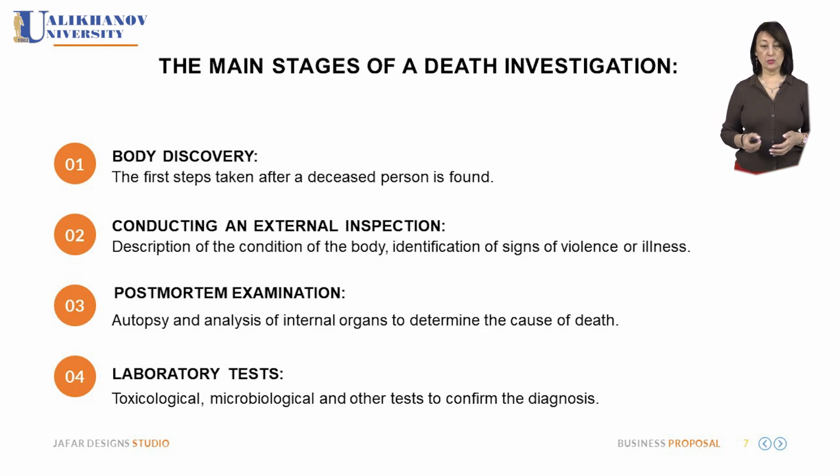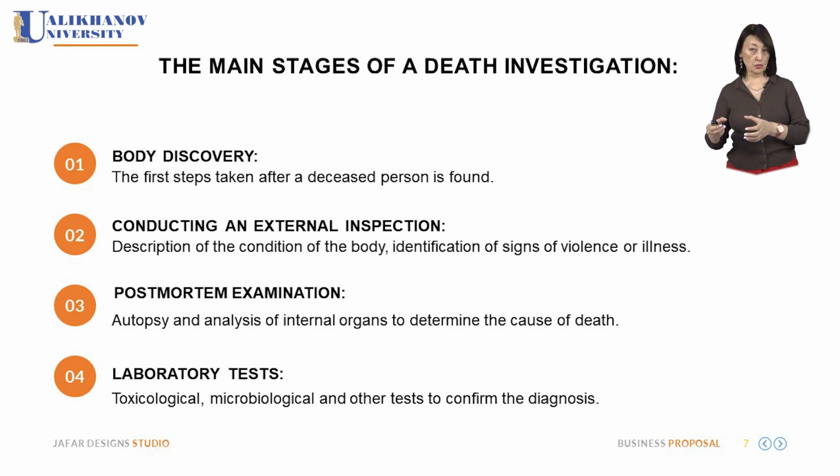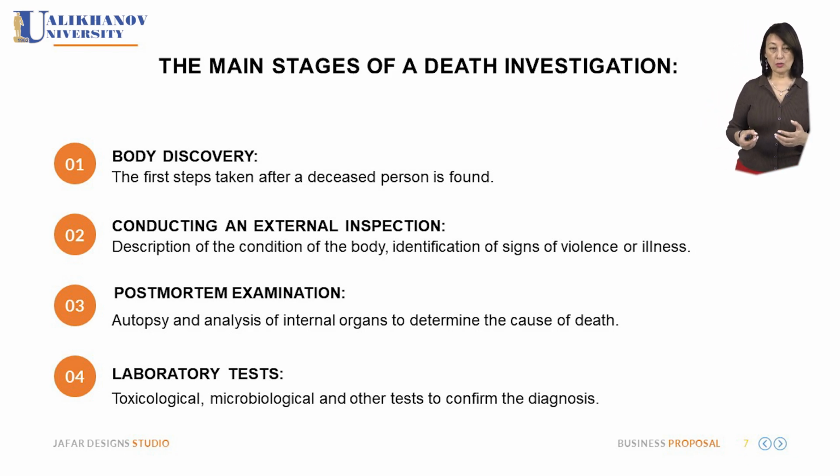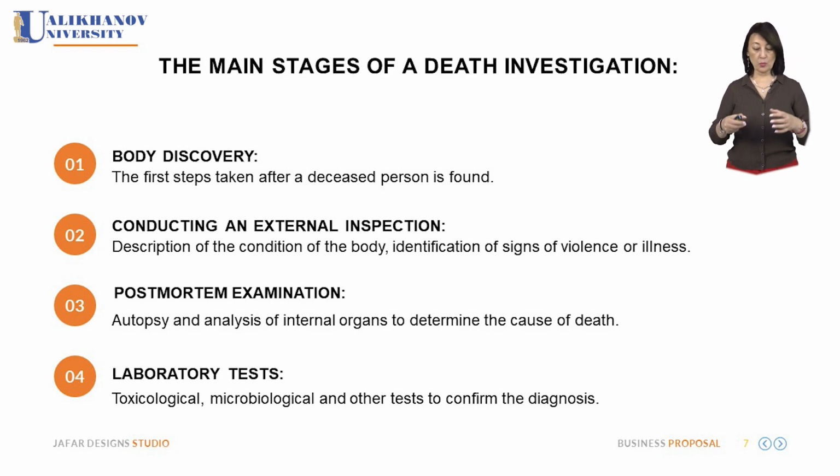Laboratory tests, including histological analysis, help to study cellular changes, such as traces of oxygen starvation or tumors. Next, toxicological tests allow you to detect poisons, drugs, alcohol and medical substances. Next, genetic analysis methods are used in complex cases, for example, when establishing identity or heredity in disease.